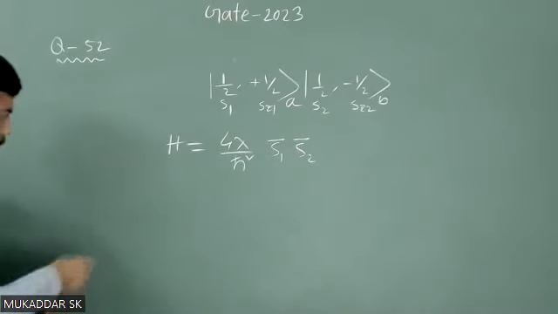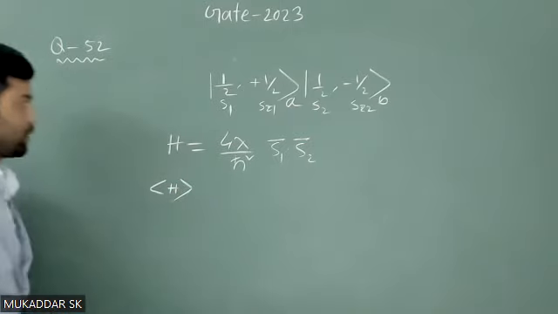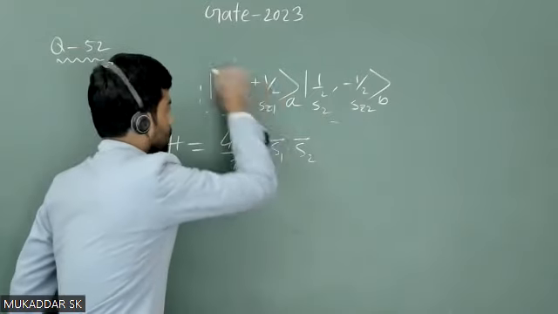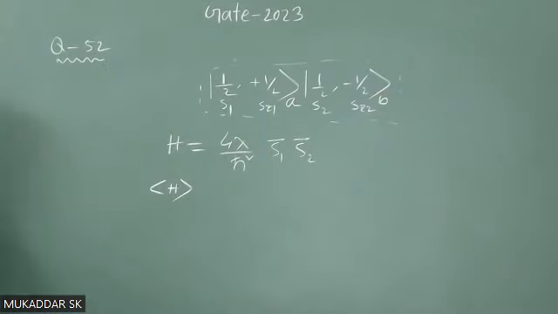So what you have to calculate? You have to calculate the expectation value of the Hamiltonian for this state. Now, it's an interesting question because you have to apply the Clebsch-Gordan coefficient to solve this question.